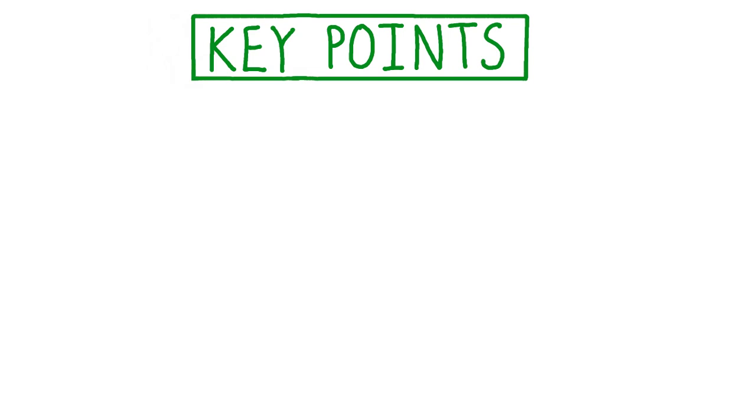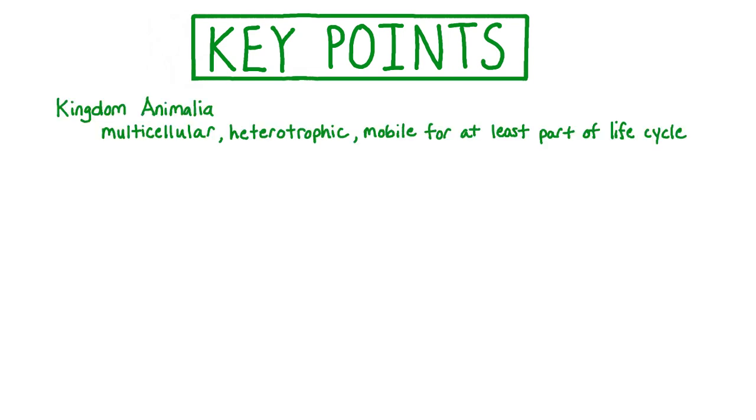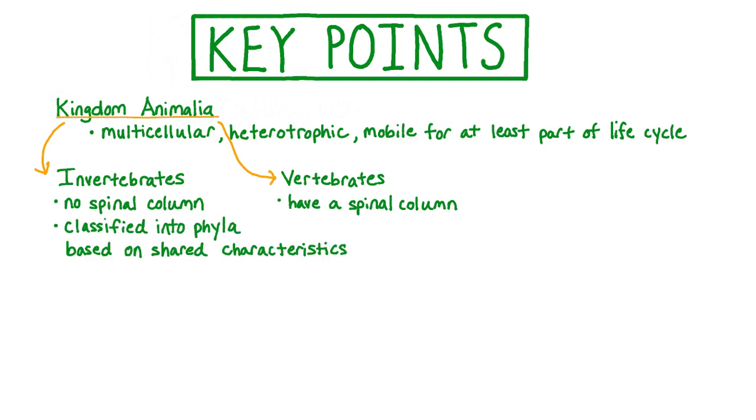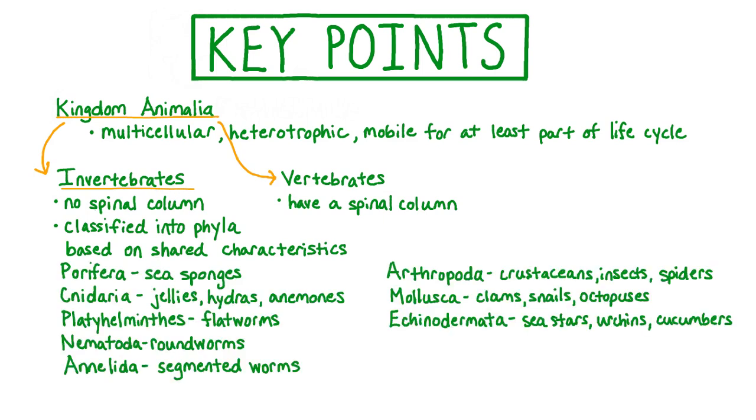Now let's highlight the key points from this video. Members of kingdom Animalia, the animal kingdom, are multicellular, heterotrophic, and mobile for at least part of their life cycle. The kingdom can be split into two major groups: invertebrates, which have no spinal column, and vertebrates, which do have a spinal column. The invertebrates are classified into phyla based on shared characteristics. The phyla we covered in this video are Porifera, Cnidaria, Platyhelminthes, Nematoda, Annelida, Arthropoda, Mollusca, and Echinodermata.